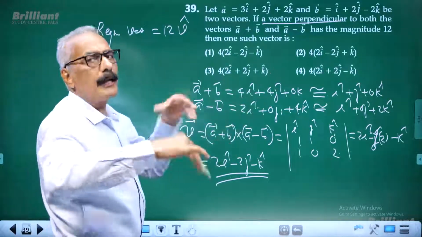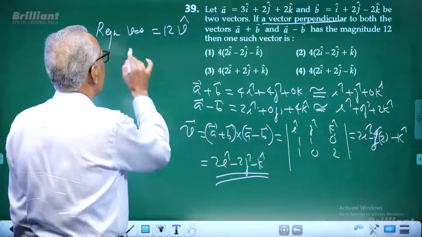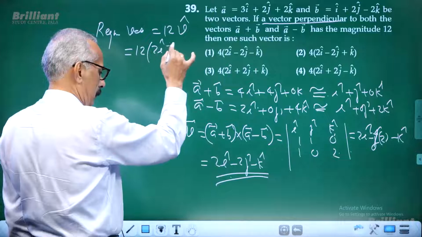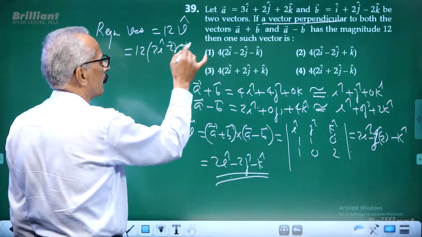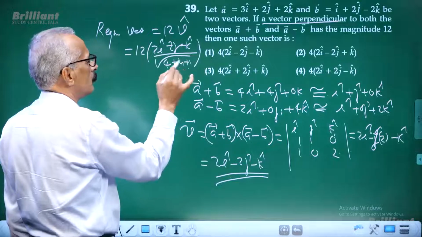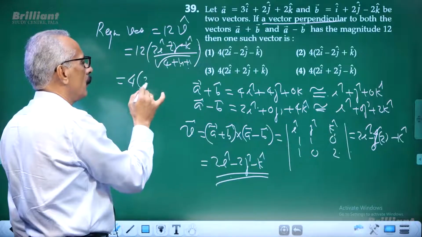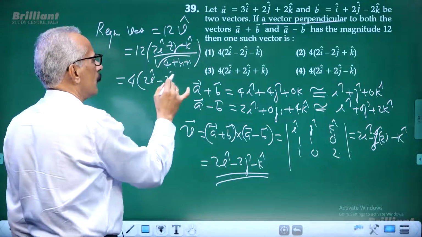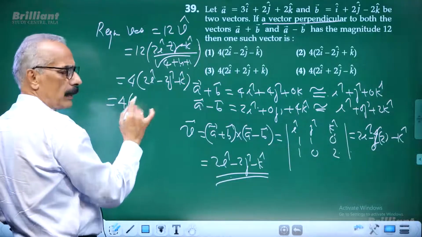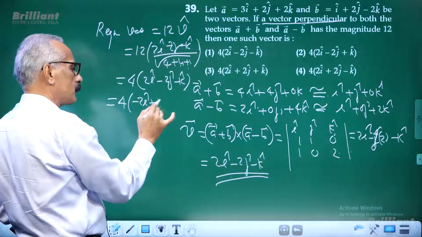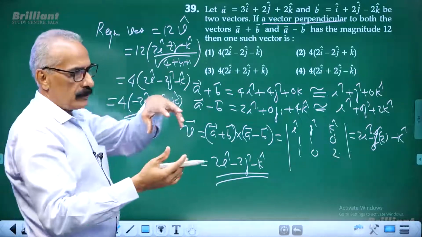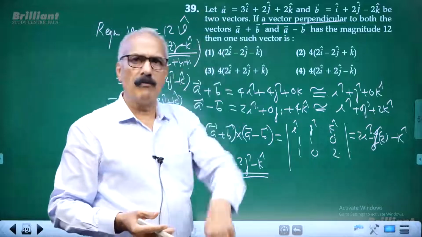Magnitude should be 12, then unit vector. 12 v cap means 12 into (2i minus 2j minus k) divided by root of 4 plus 1. This 3 cancels, so 4 into (2i minus 2j minus k). What's the other vector? That will be 4 into (minus 2i plus 2j plus k). This is also one of the answers, because it can be outward drawn normal or inward drawn normal.